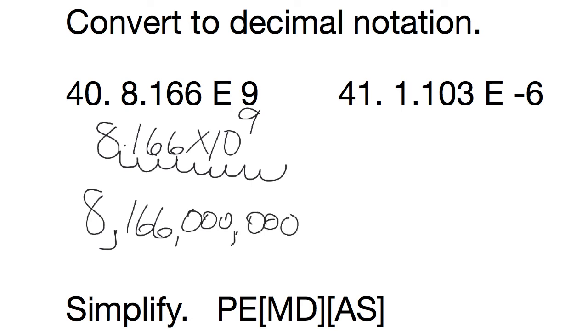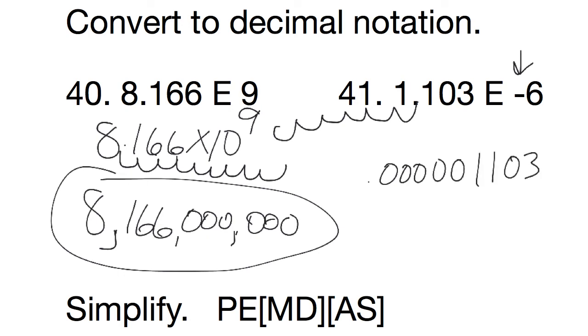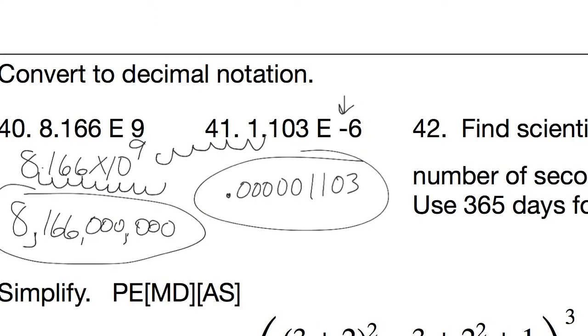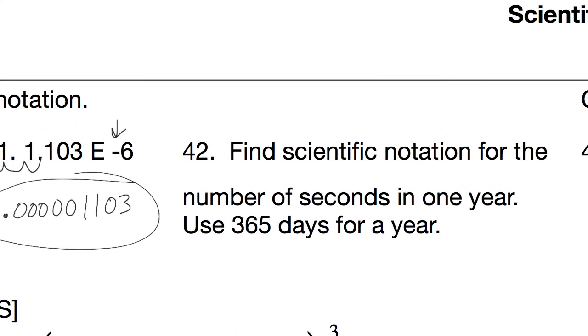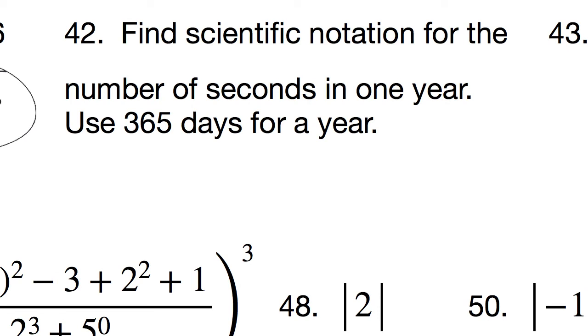How did I know it was going to be such a big number? Because the 9 is positive. The 9 is the exponent. Here it's going to be a small number. 1, 2, 3, 4, 5, 6. I need 5 zeros. 1, 2, 3, 4, 5. 1, 1, 0, 3. This is just how calculators do it. Most calculators don't have room for the times 10 to the, so they just write an E. E represents exponents.